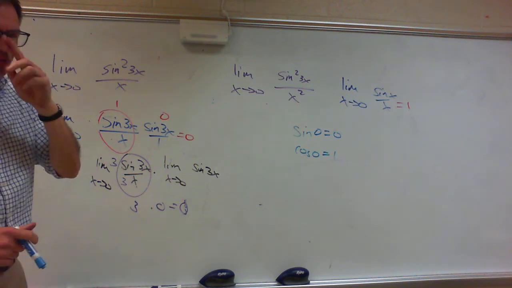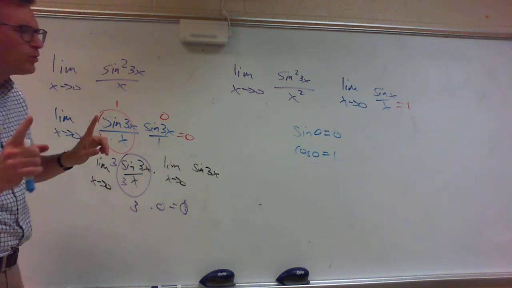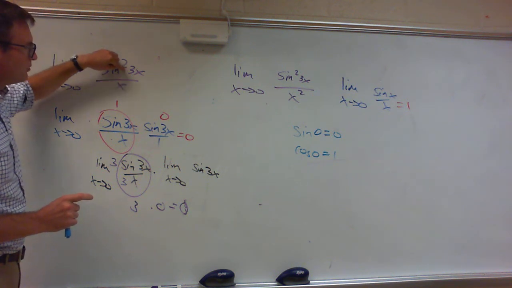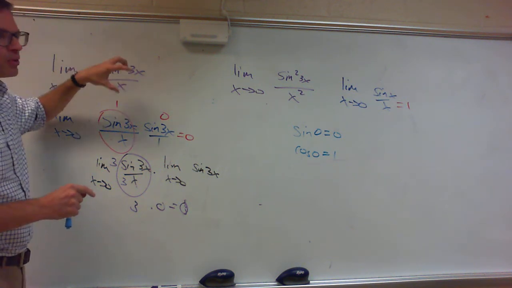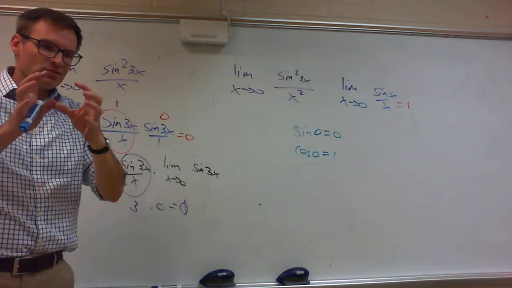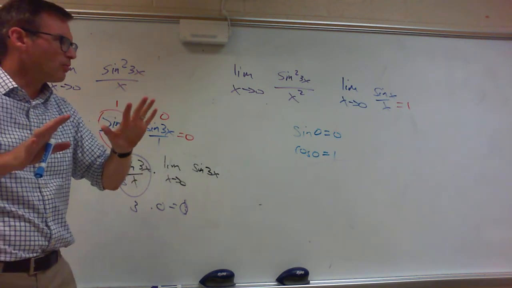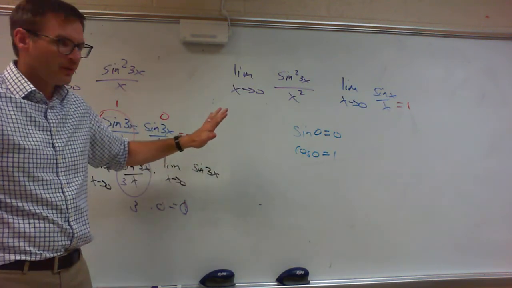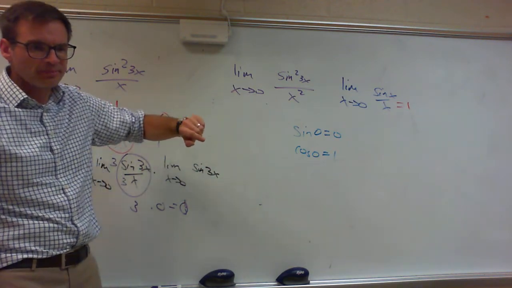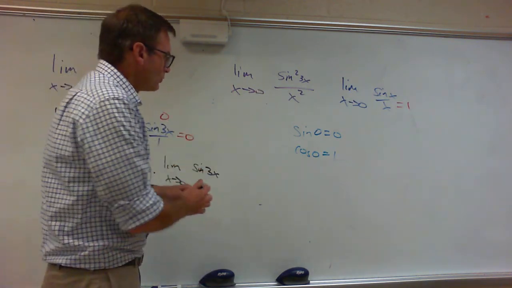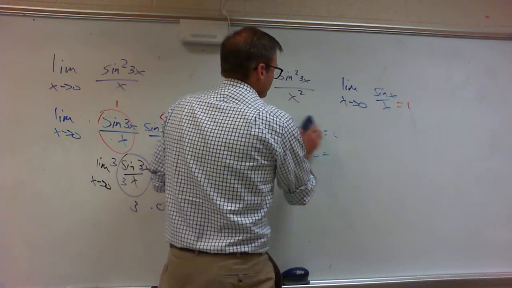And I'm a little worried, because when you see this sine of 3x quantity squared, I want you to realize it's two separate things that are multiplied together. That two separate things idea is going to make your life a little bit easier when things get complicated. And that's kind of where I'm going with this. All right, so the second one.